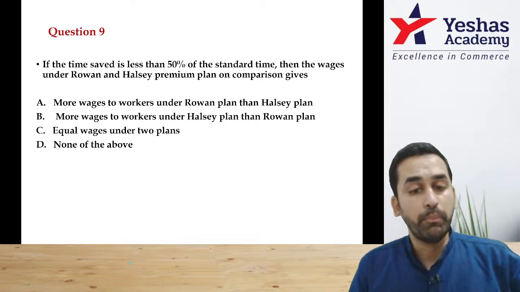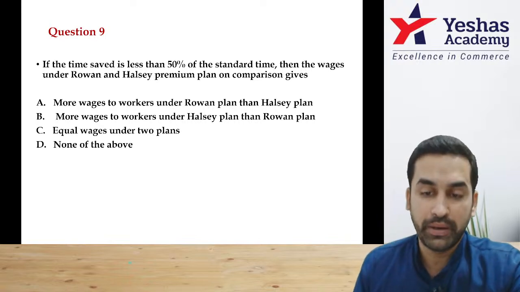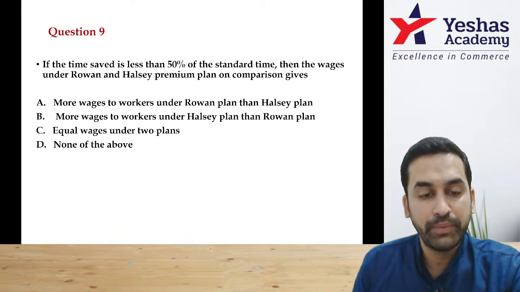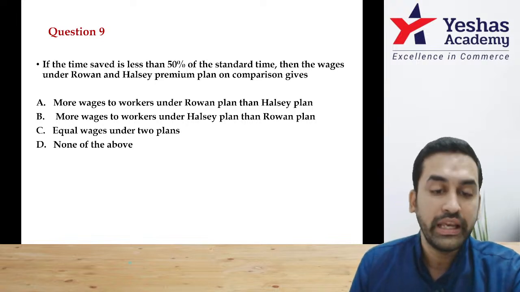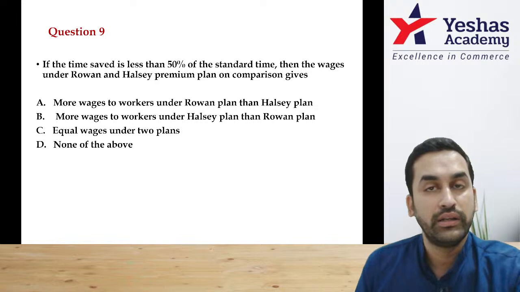Option A says more wage to worker under Rowan plan than Halsey. Option B says more wage to worker under Halsey than Rowan. Option C, equal wage under both the plans. Option D, none of the above.